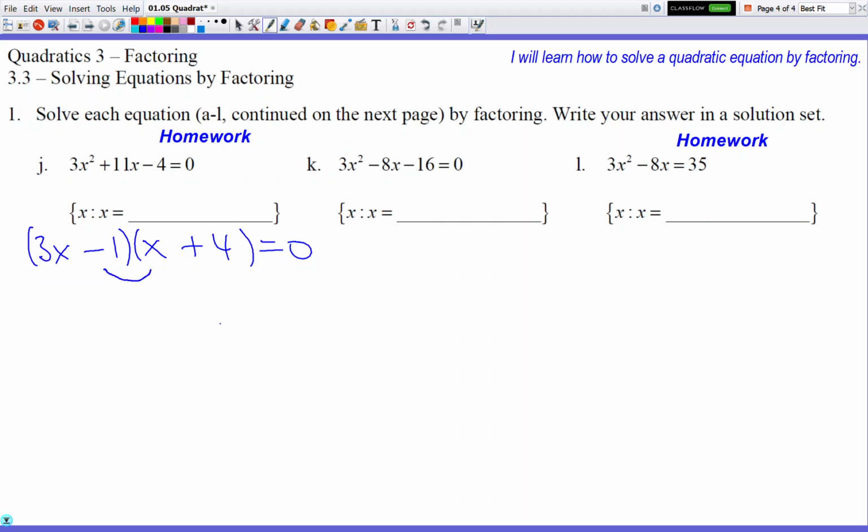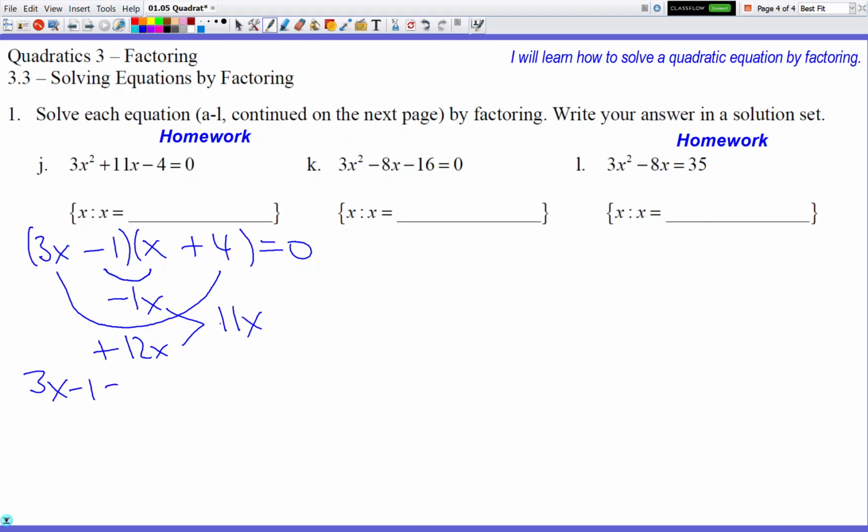Okay, so when I check my middle, my positive 11x, I go inside outside, so inside is negative 1x, and outside is going to be positive 12x. And when these guys join forces, they make 11x, and that's exactly my middle, so I'm on the right track. Then I'm going to set both of these parentheses equal to 0, and then I'm going to solve for x.